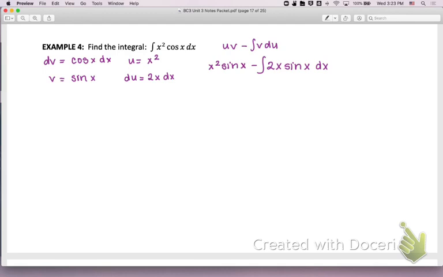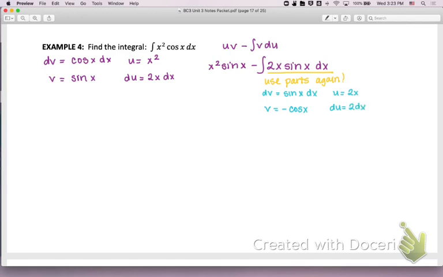What we've ended up here with is something that we need to do parts again. So we have to use parts again on this one. So I would set this up very similarly. I'm going to let dv be the sine of x dx, and that would make v equal to negative cosine of x. And I'm going to let u be 2x. That makes du 2 dx.